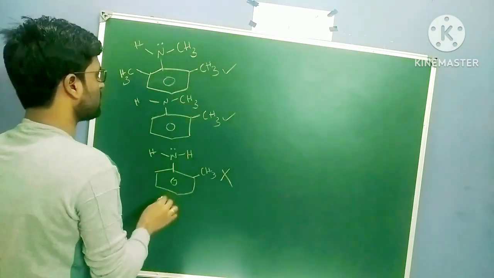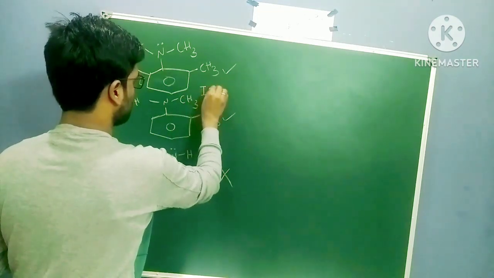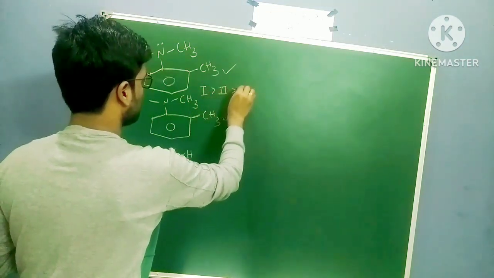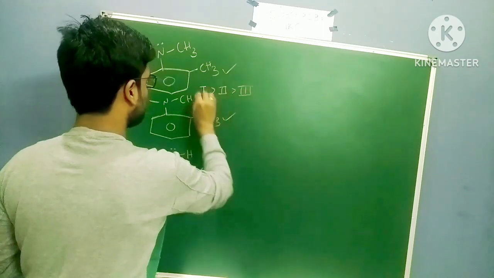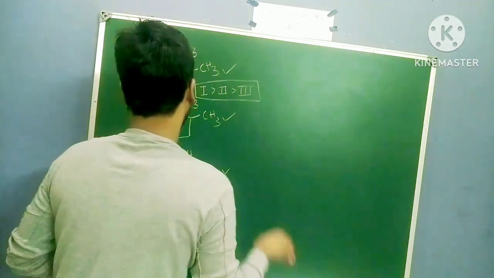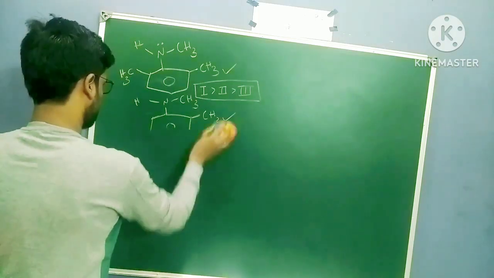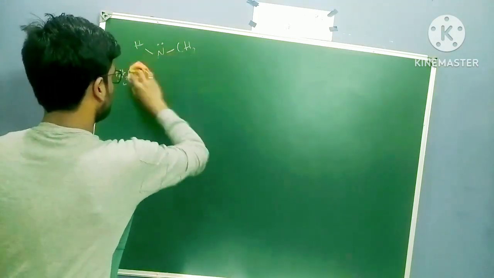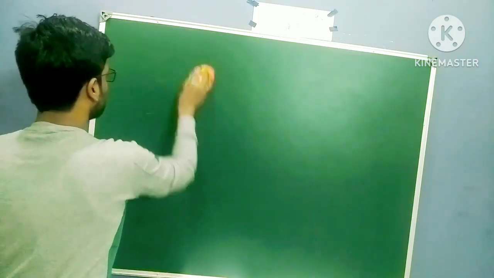So 1, 2, 3: 1 is greater than 2, 2 is greater than 3 in terms of steric inhibition of resonance. Clear? The concept is clear? Okay. Now I'm giving the examples here.